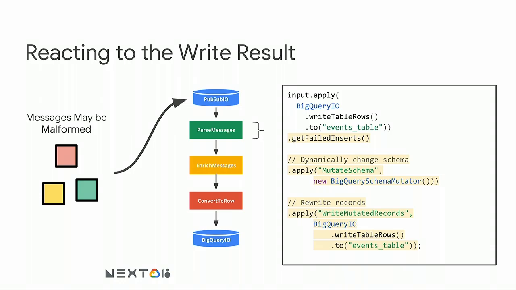Alternatively, what we could have done is inspect every single message which enters our pipeline. And that's fairly inefficient because you're doing an operation on a bunch of elements that you may not need to. Right? This schema change may only happen occasionally, and so you're just adding overhead to your pipeline. So as opposed to doing that, reacting to the failed inserts, mutating the schema dynamically, and rewriting those records out to BigQuery allows us to have efficient dynamic mutating schemas within Dataflow.